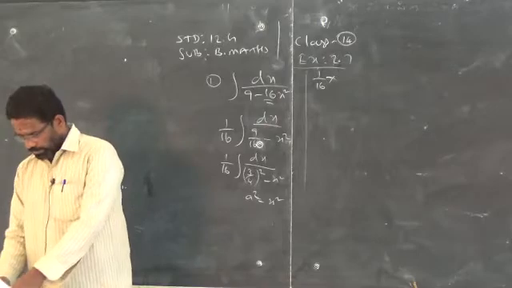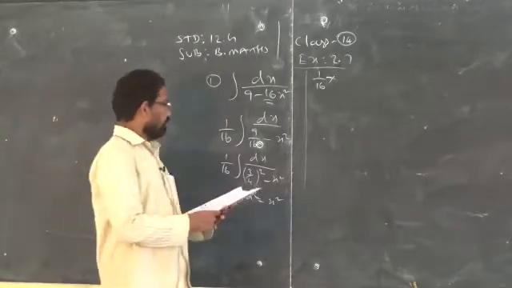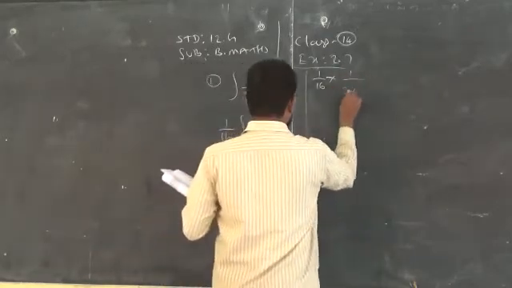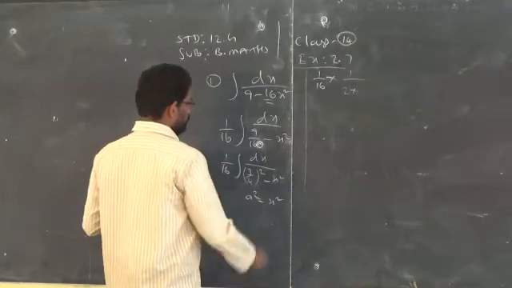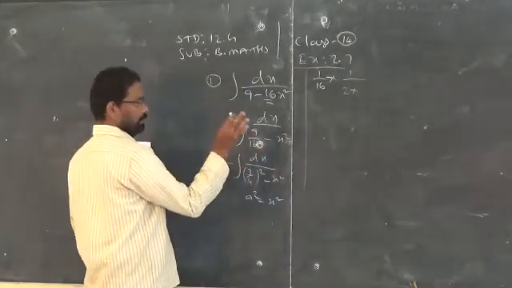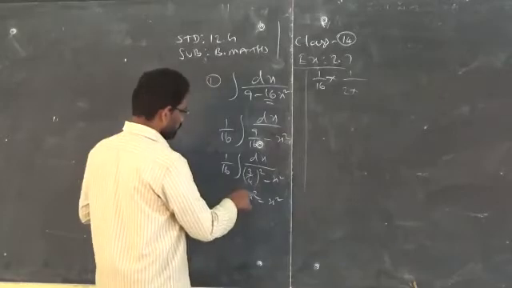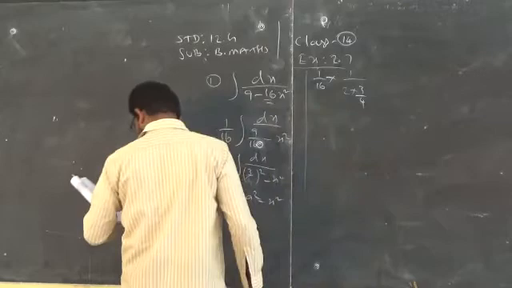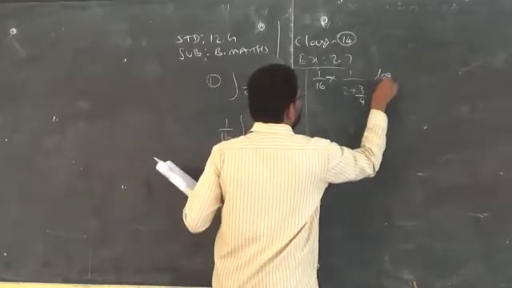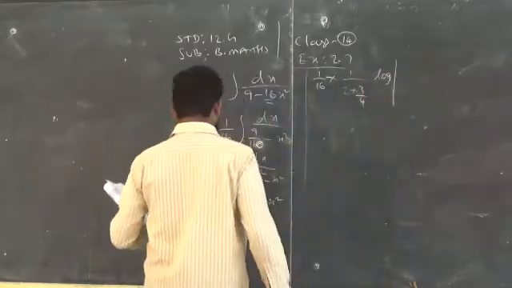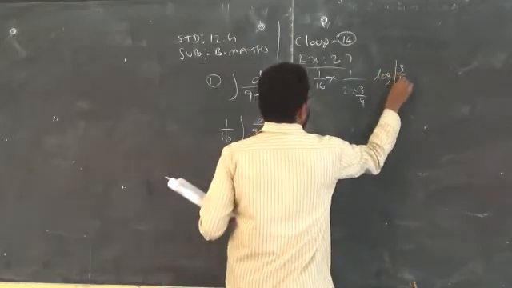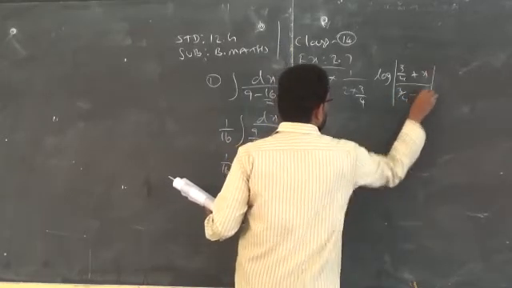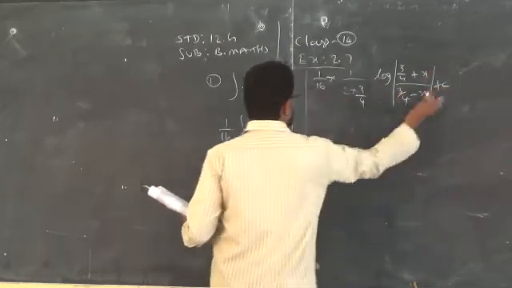For a square minus x square, dx by a square minus x square, formula number 1, that is 1 by 2a. What is your a? 3 by 4. Some of the boys will write 9 by 16. So those mistakes should be avoided. So a is replaced by 3 by 4. Then log modulus of a plus x, that is 3 by 4 plus x, by 3 by 4 minus x, plus c. Clear?